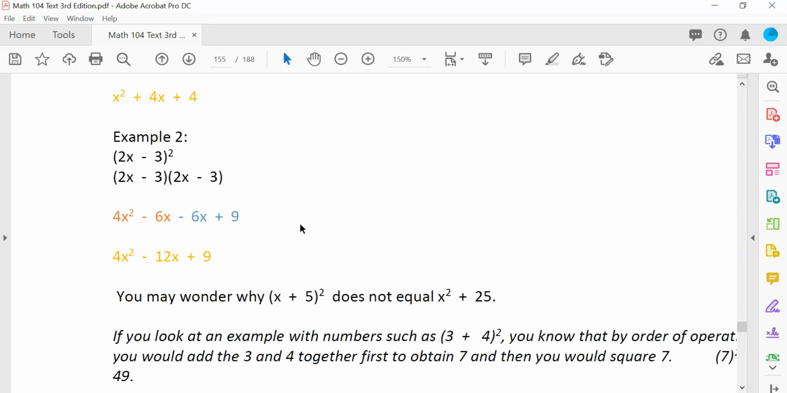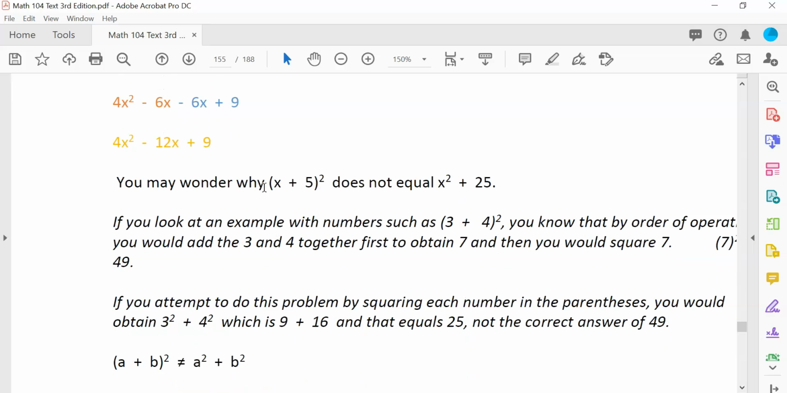Now you can do this with basically any polynomials you want. You can see in example 2 how this is done. 2x minus 3 times 2x minus 3. 2x times 2x is 4x squared. 2x times minus 3 is minus 6x. Minus 3 times 2x is minus 6x again. And then minus 3 times minus 3 is a plus 9. Combine like terms, you get 4x squared minus 12x plus 9. Notice we end up again with middle terms.